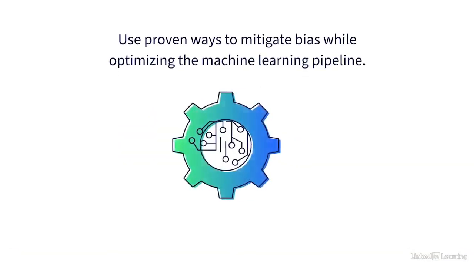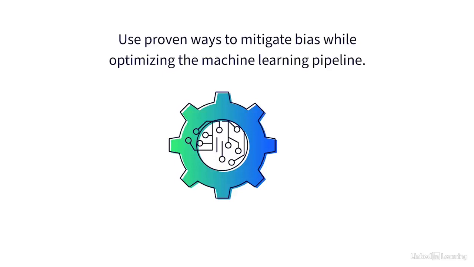While bias is a cause for concern, there are proven ways to mitigate it. Now that you are aware of how to handle bias, let's look at optimizing a machine learning pipeline.